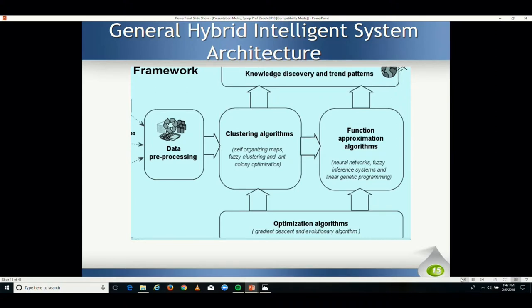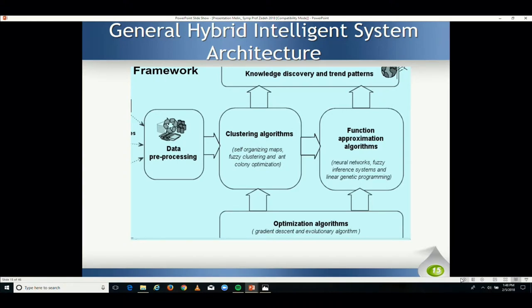Here is the data preprocessing that I'm working on here, for edge detection, for example, the clustering algorithms to have information of the data, and also to construct granules. Some of the speakers talked very interestingly about granules, and also function approximation using neural networks and the optimization algorithms to construct all the architecture.